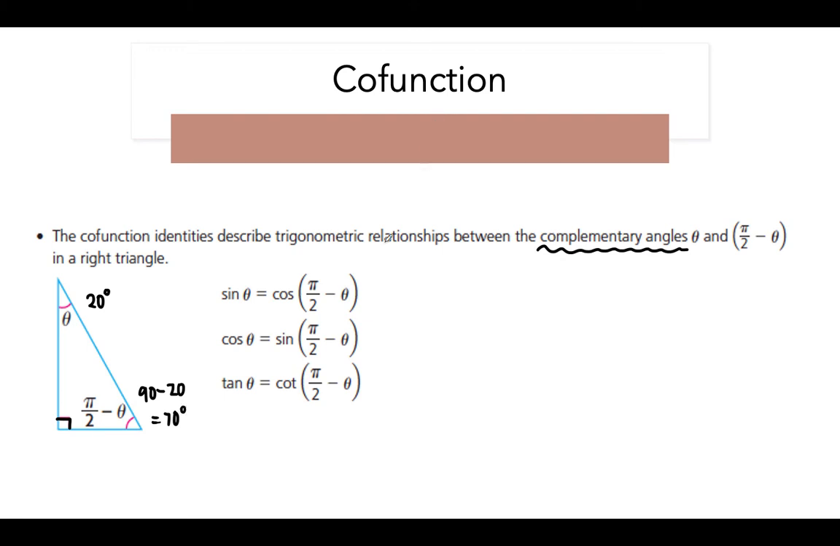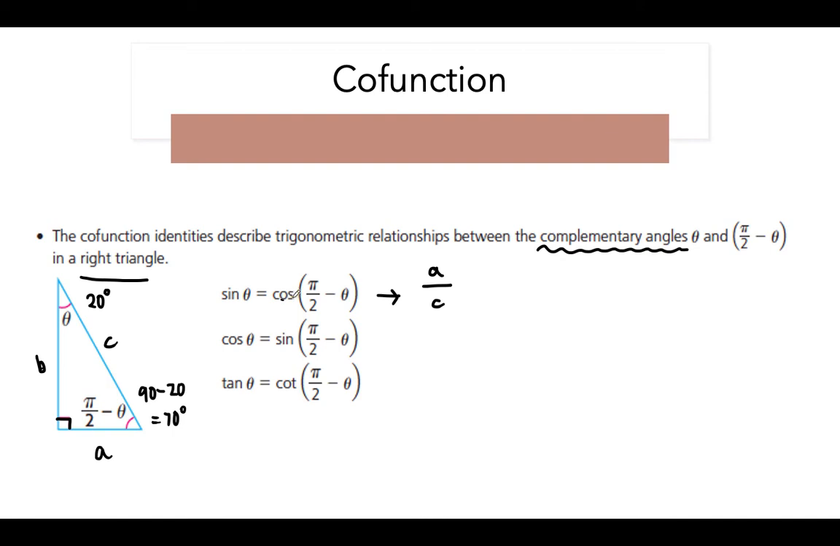Cofunction only works in a right triangle. For example, sine theta is equal to cosine of pi over 2 minus theta. It makes sense because sine theta, let's label this triangle A, B, C, is the ratio opposite over hypotenuse, C.